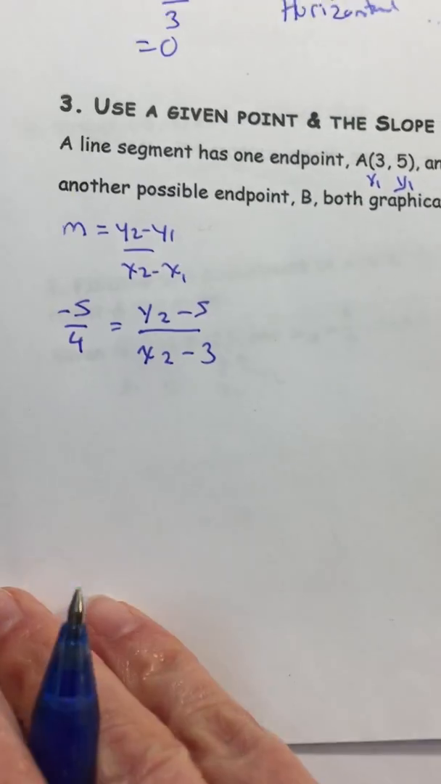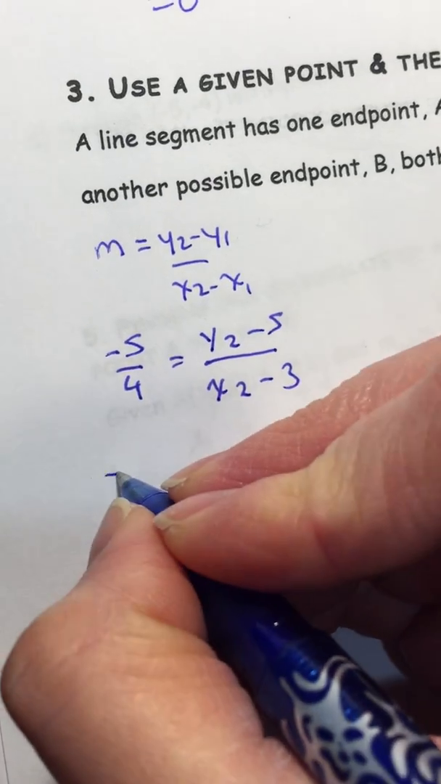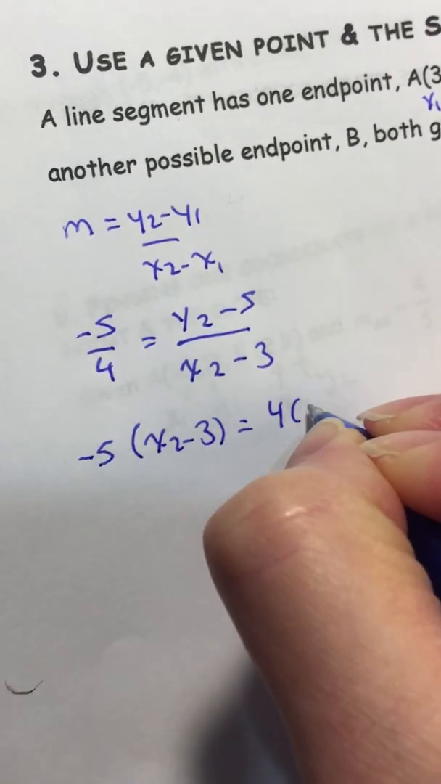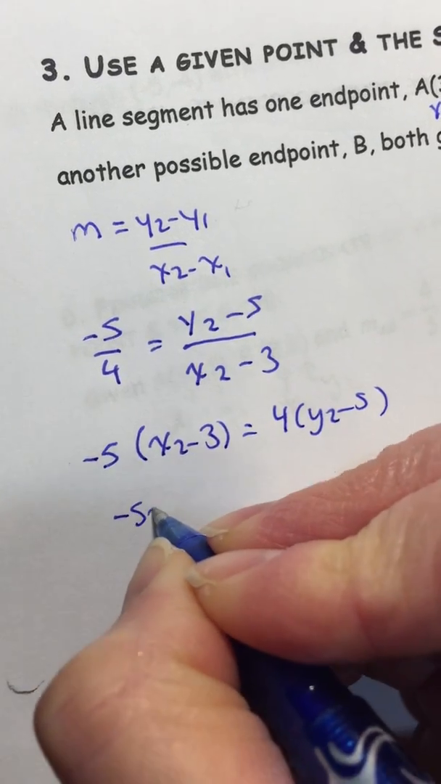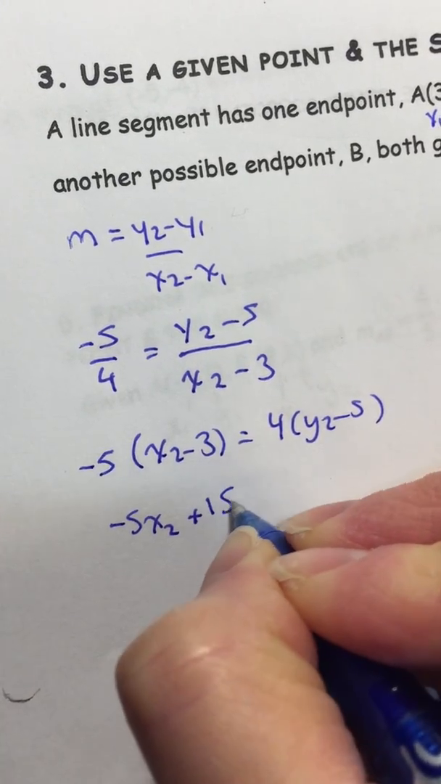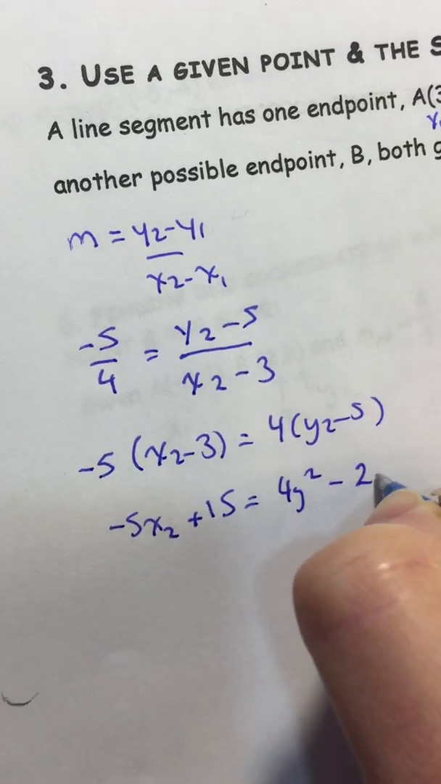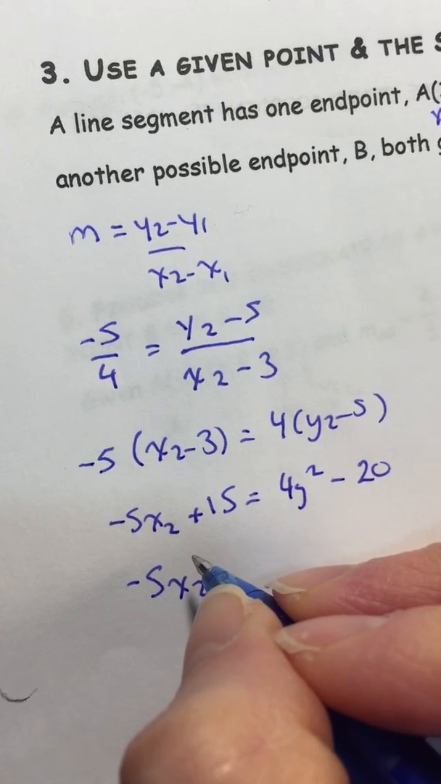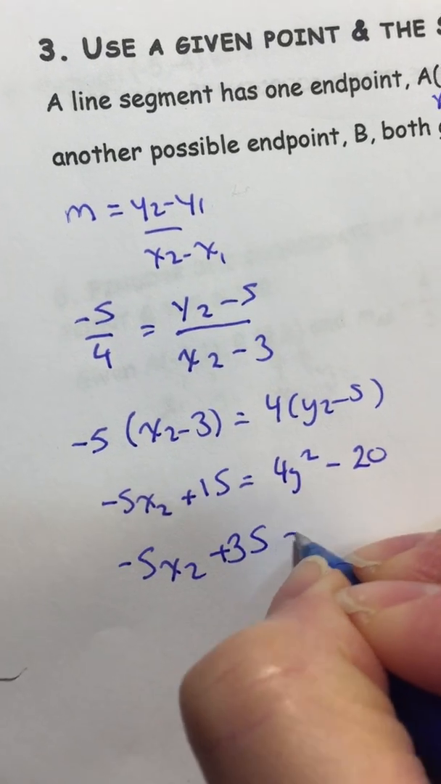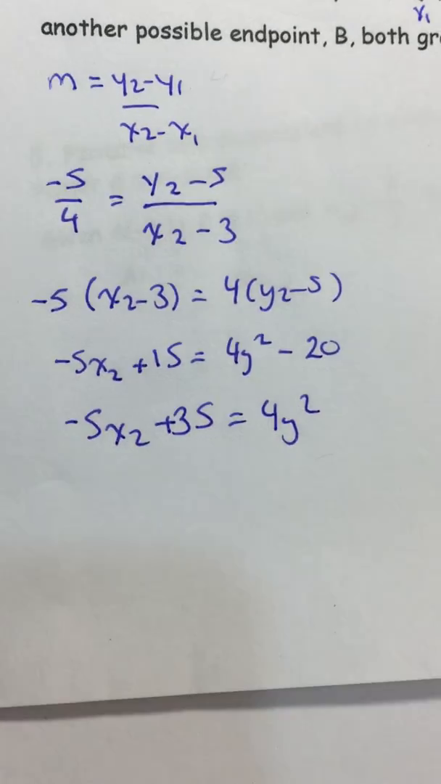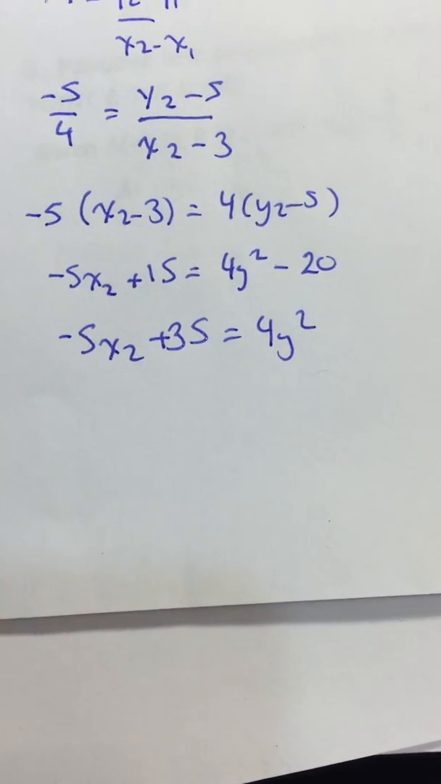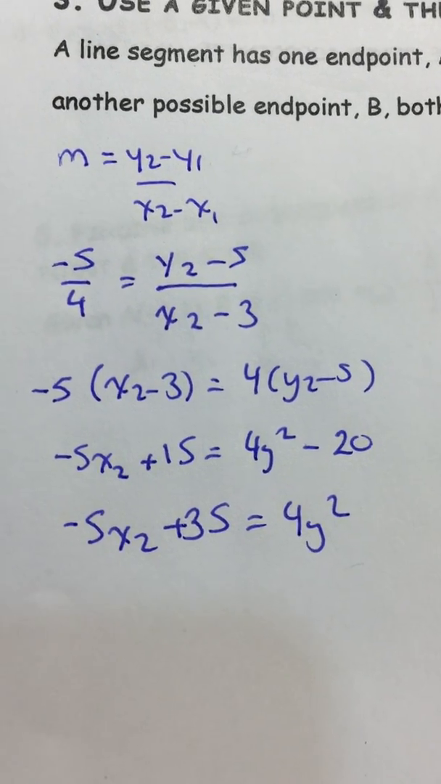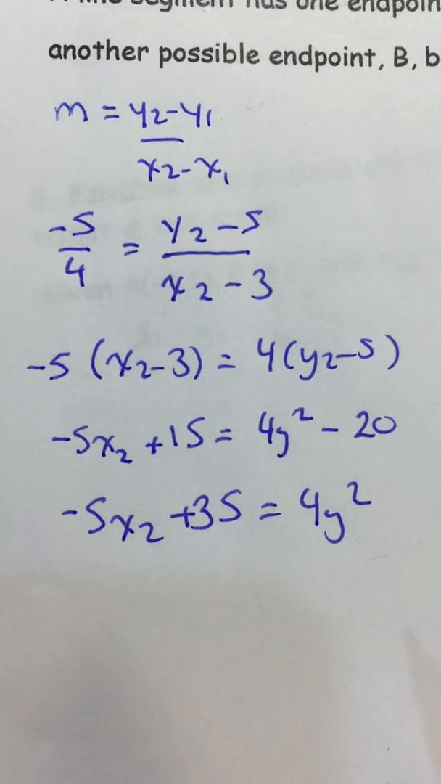I could cross multiply. -5 times x2 minus 3 equals 4 times y2 minus 5, and distribute. And I'm just going to group the numbers over here. Okay, I basically now have an equation that describes how x and y are related. There are many answers. I couldn't find them all, but I could try to find some of them.